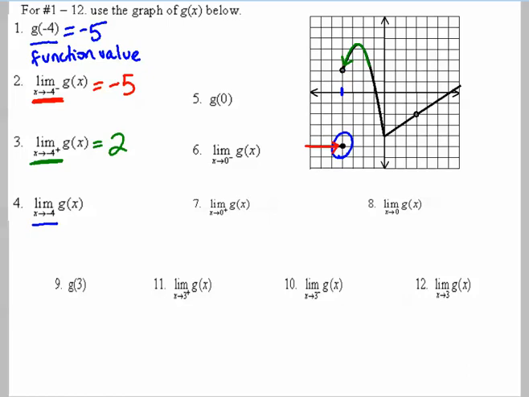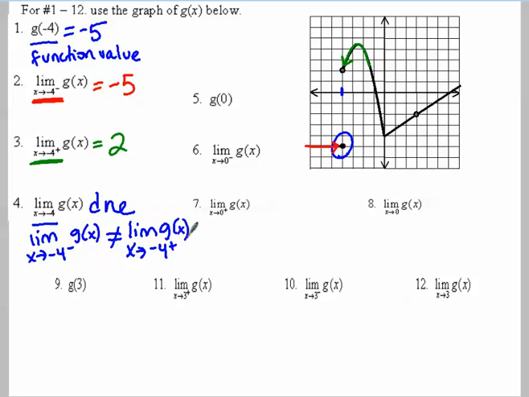Now, because coming from the left is negative 5 and coming from the right is positive 2, different values mean the limit as x approaches negative 4 does not exist. That's because the limit as x approaches negative 4 from the left does not equal the limit as x approaches negative 4 from the right for this function. Why don't you go ahead and try the other examples, 5, 6, 7, 8, 9, 10, 11, 12. Pause the video, come back.